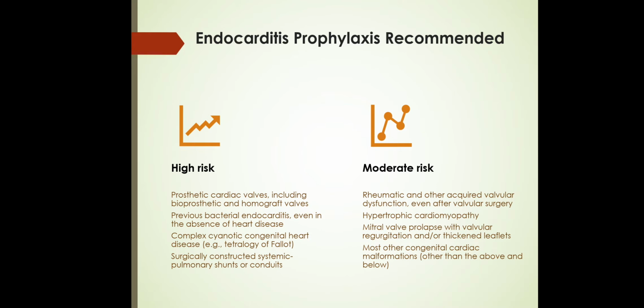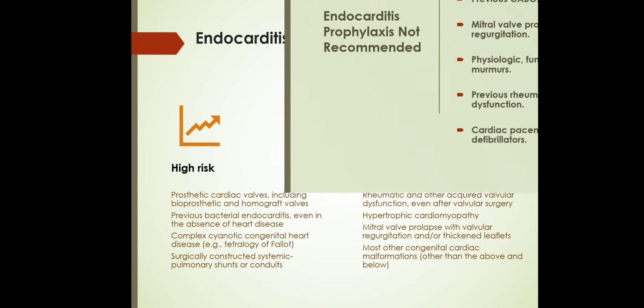Prophylaxis against endocarditis. Patients to be taking the prophylaxis are divided into high, moderate, and no risk. High risk patients are patients with prosthetic heart valves, previous bacterial endocarditis, complex cyanotic congenital heart disease, and surgically constructed systemic or pulmonary shunts. Moderate risk patients are patients with rheumatic and other acquired valvular dysfunction, hypertrophic cardiomyopathy, mitral valve prolapse with regurg, and other congenital heart malformations apart from the ones listed in high risk.